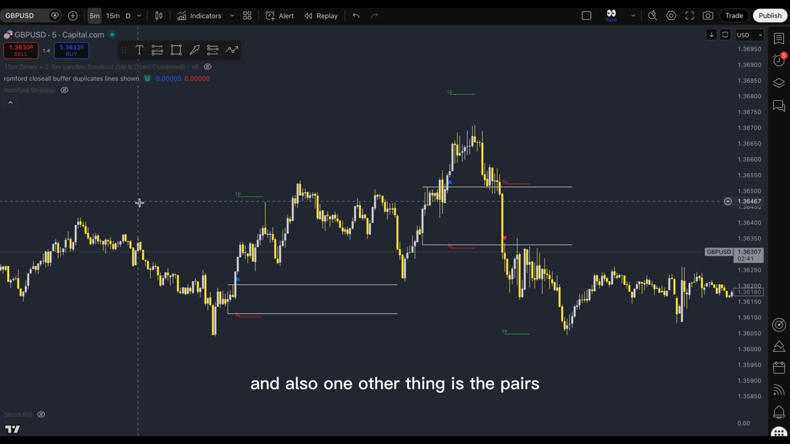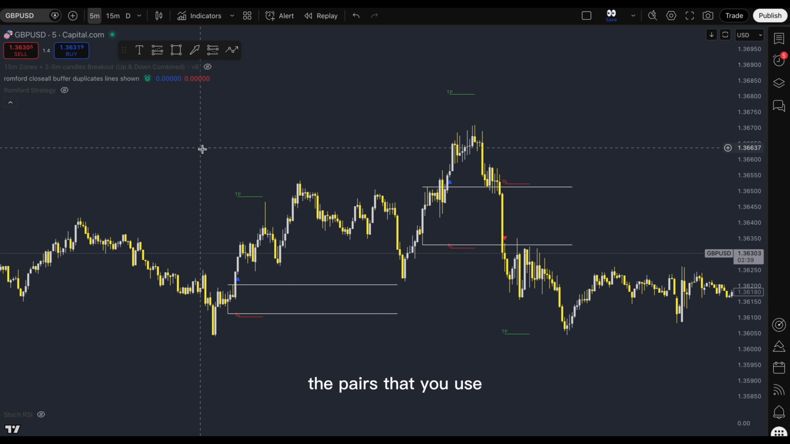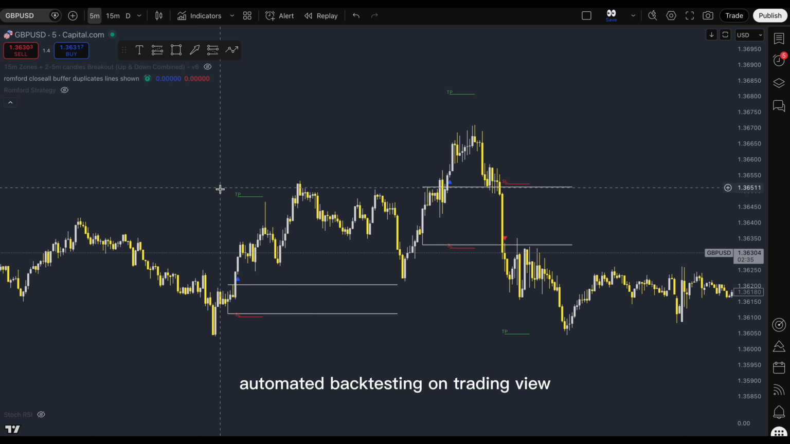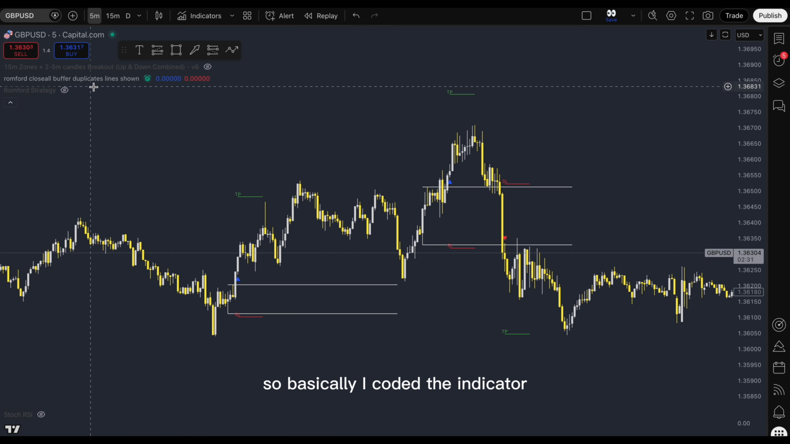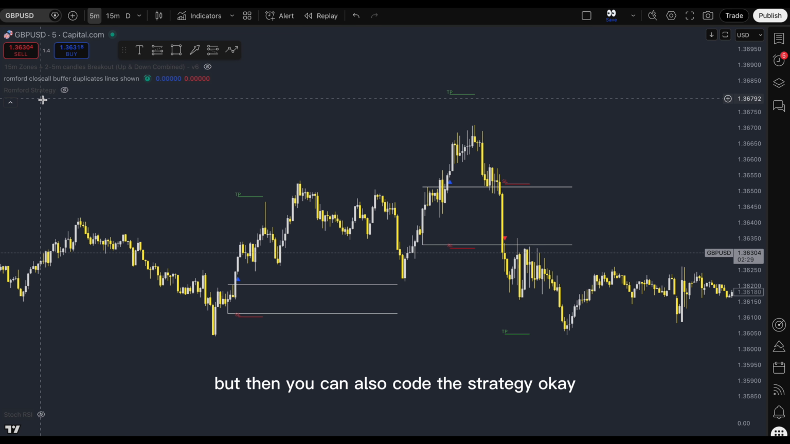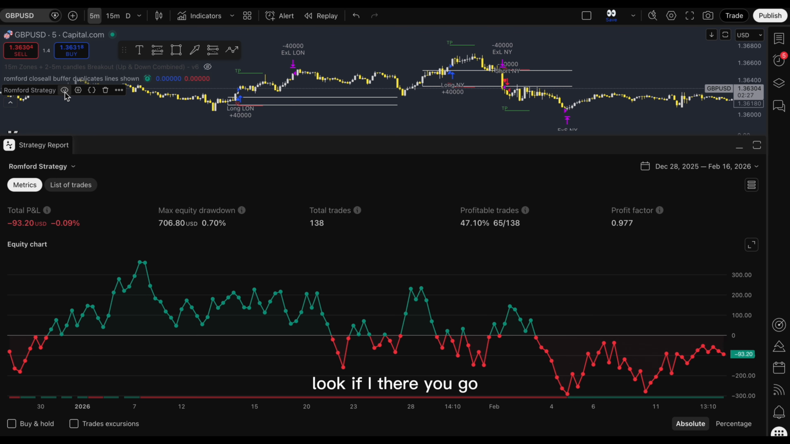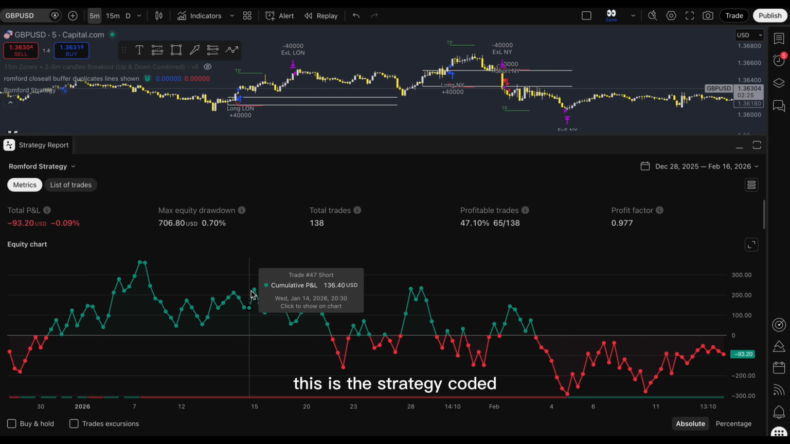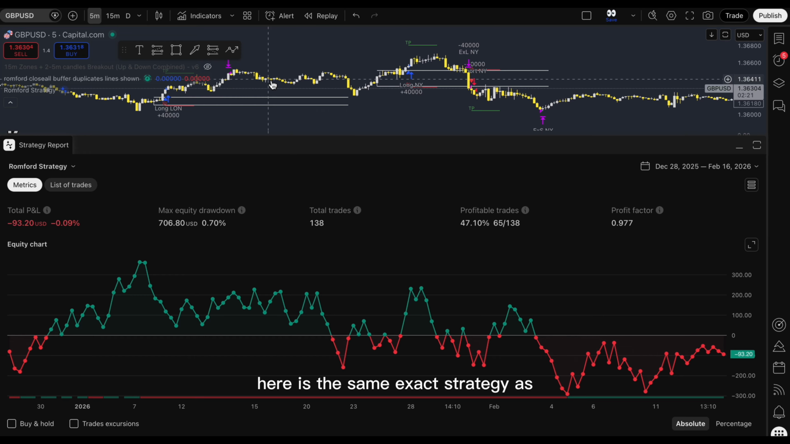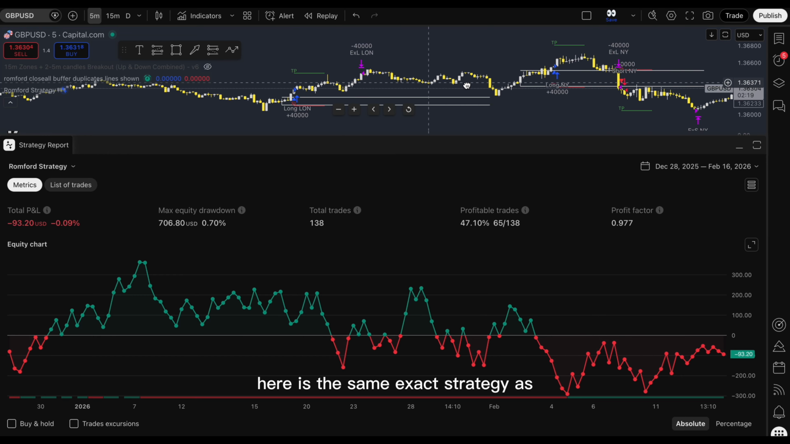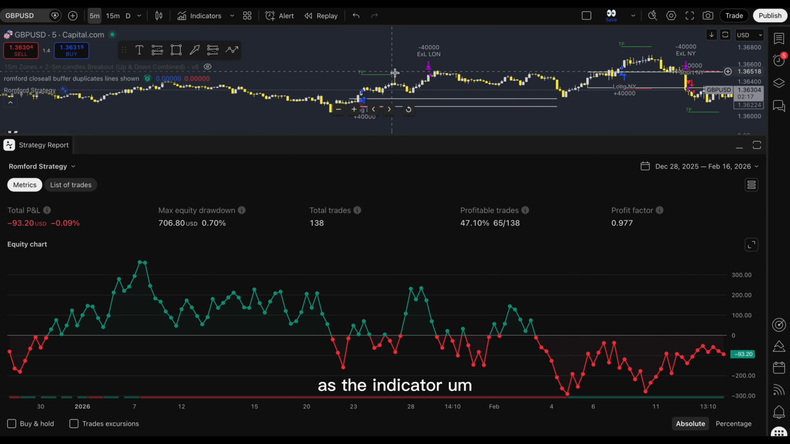Oh, and one other thing is the pairs, the pairs that you use. I've seen this in automated backtesting on TradingView. Basically, I coded the indicator, but you can also code the strategy. Okay, look, there you go. This is the strategy coded, and it replicates the trades here. It's the same exact strategy as the indicator.